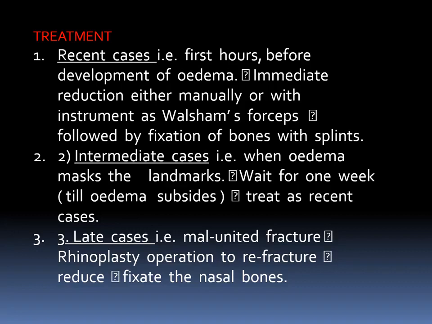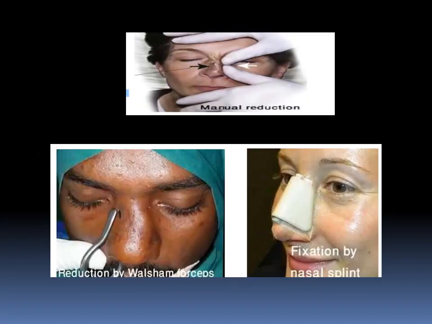If the patient comes to you late, like after 2 weeks, 3 weeks, 1 month, and the nose is already deviated and deformed, this is called a malunited fracture. So a rhinoplasty operation has to be done to refracture, reduce and fixate the nasal bones. Watch the figures.